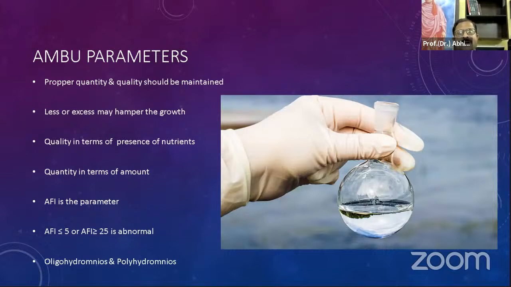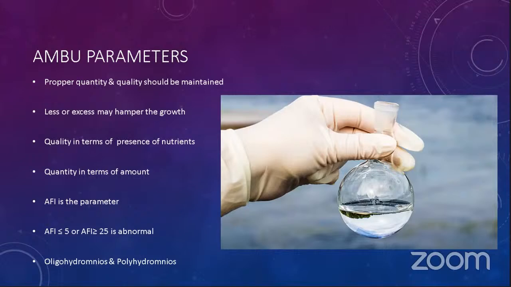Okay, so after 4-5 months, or even up to 7-8 months, each and every month the quantity of that amniotic fluid should be measured or calculated. And there is one factor called AFI, that is amniotic fluid index, which is a parameter for proper amniotic fluid. So an amniotic fluid index which is less than 5, and an amniotic fluid index which is more than 25, is abnormal.